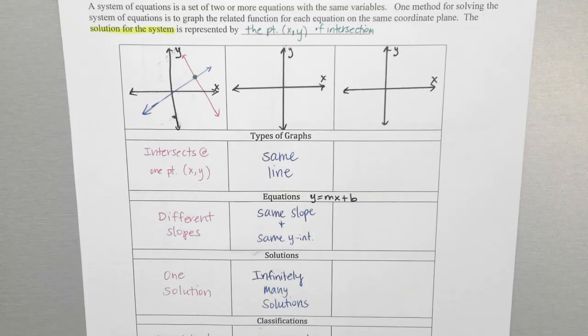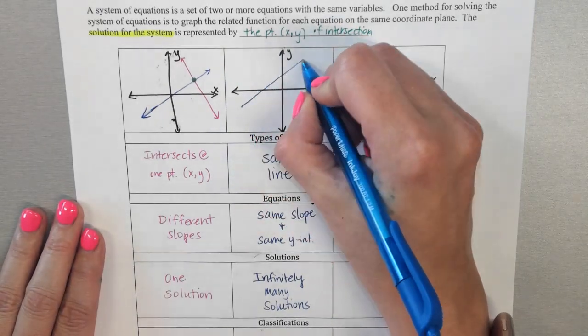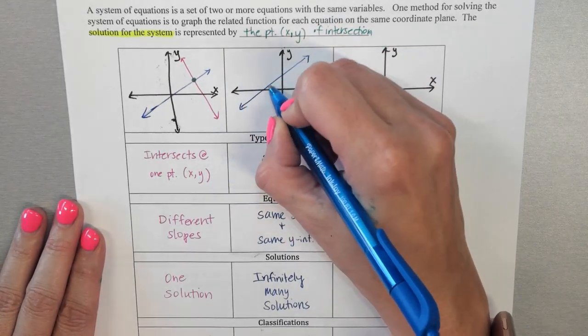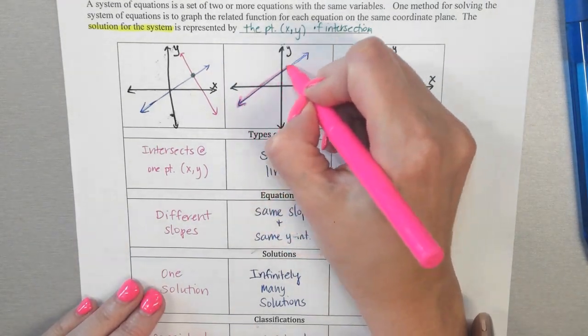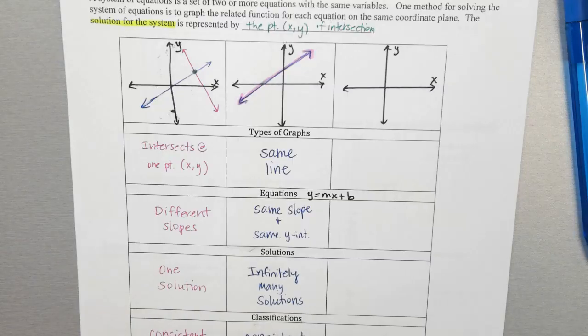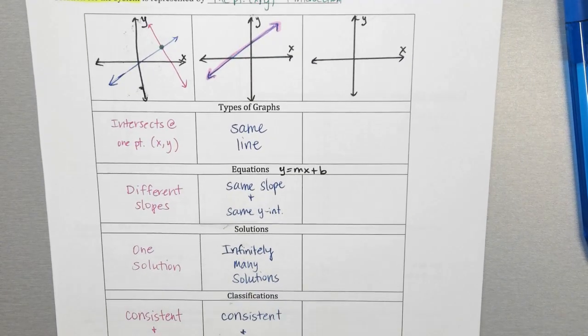Okay, and then let's graph that one. Whenever I graph the same line, I like to graph one of them and then I'll use a highlighter for the second one so you can see that they overlap one another. Okay, and if you didn't get the bottom one, I am going to move it up in a moment, so just be patient.